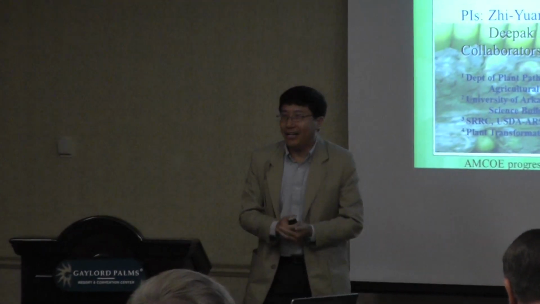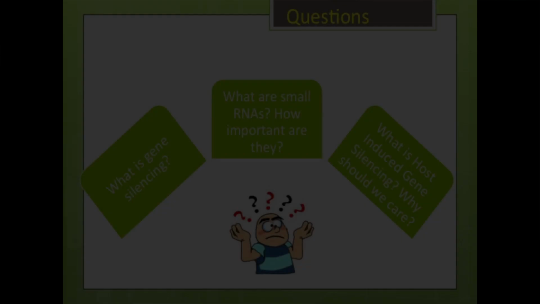Introduction. In the next 20 or maybe 25 minutes, I'm going to give you an update on this project. It's using a transgenic approach to control aflatoxins in corn using a novel strategy called host-induced gene silencing. Some of you may have questions, so I'm just going to address them.